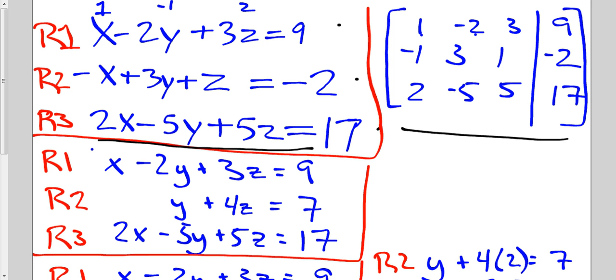Okay? And we said, well, there's a way to truncate this, or a mathematical shorthand, so to speak. And I gave you something that looked like this. What did we call this? A matrix.